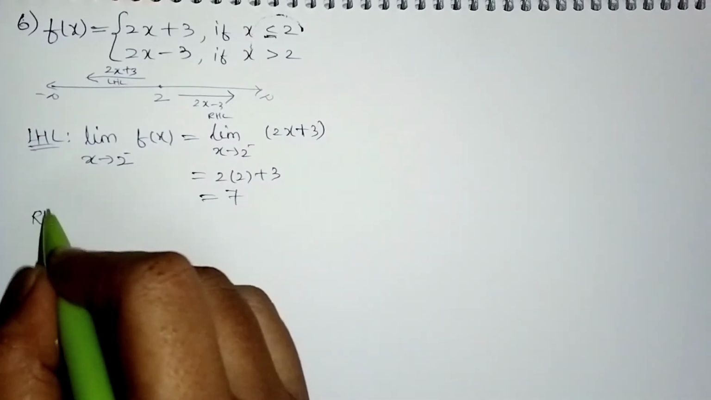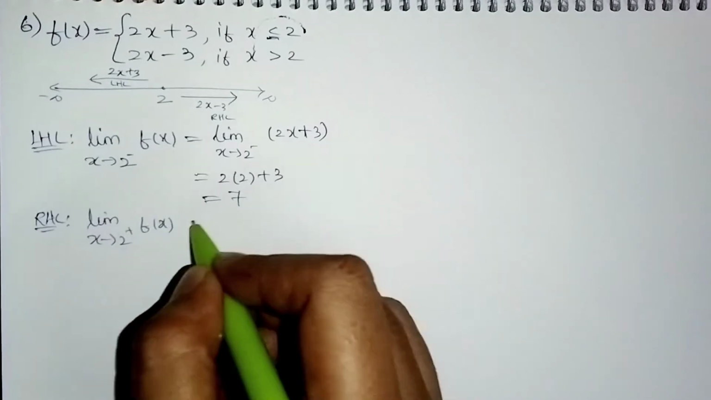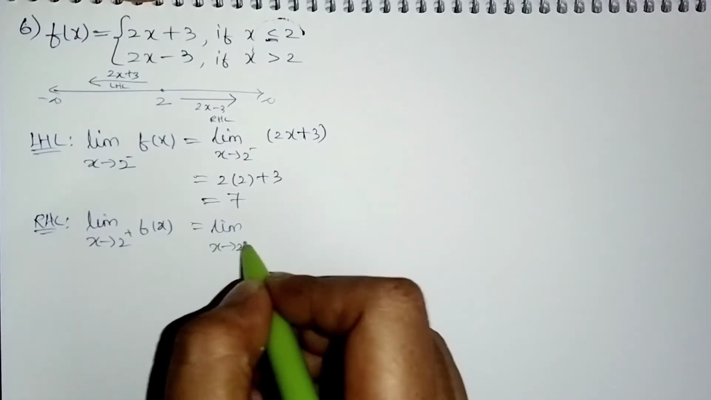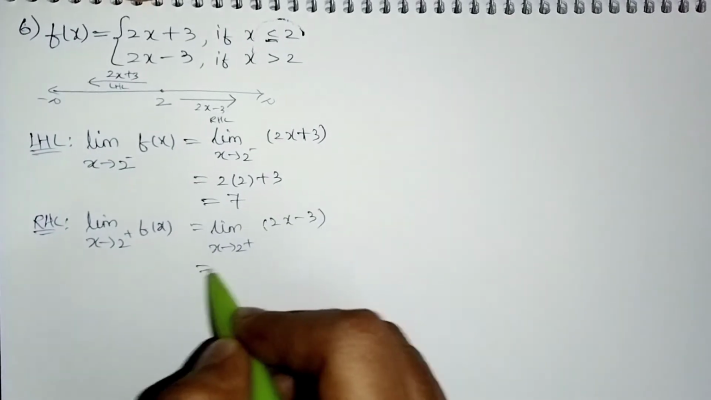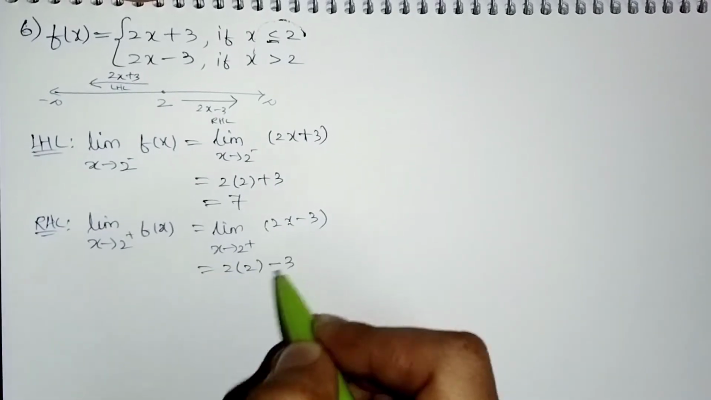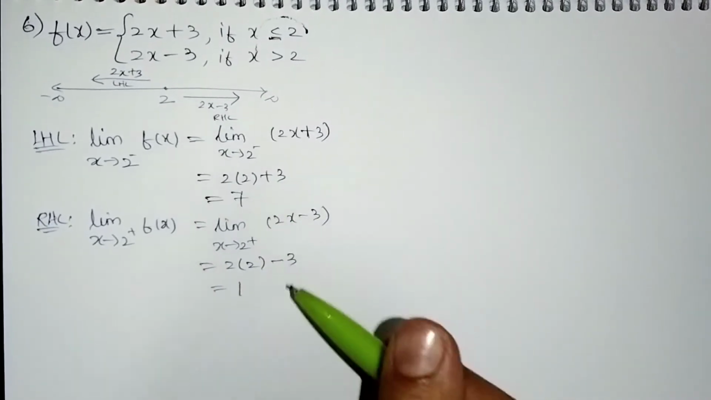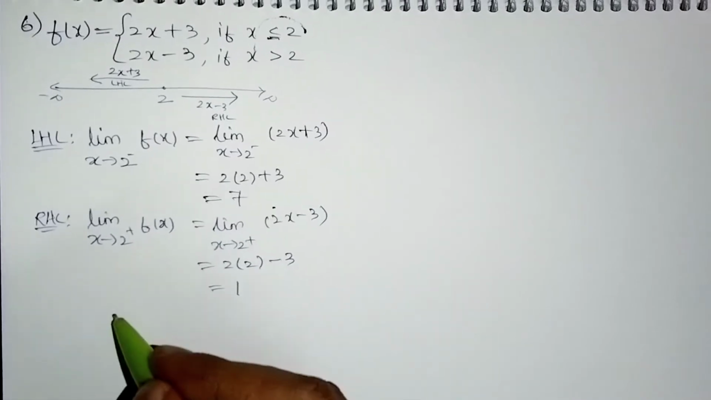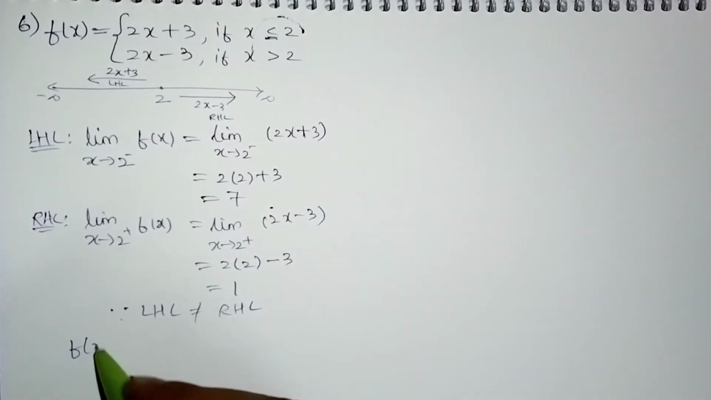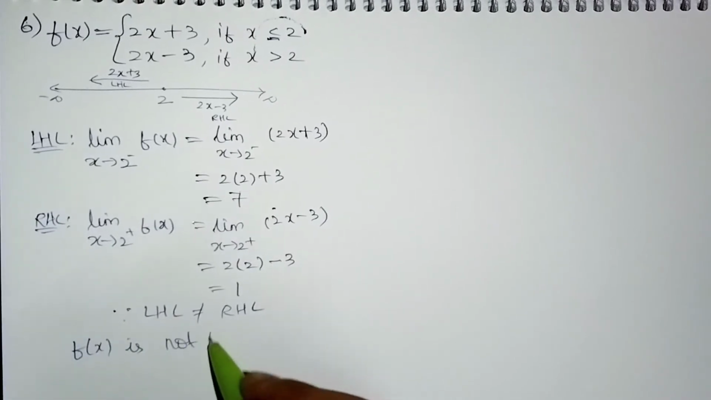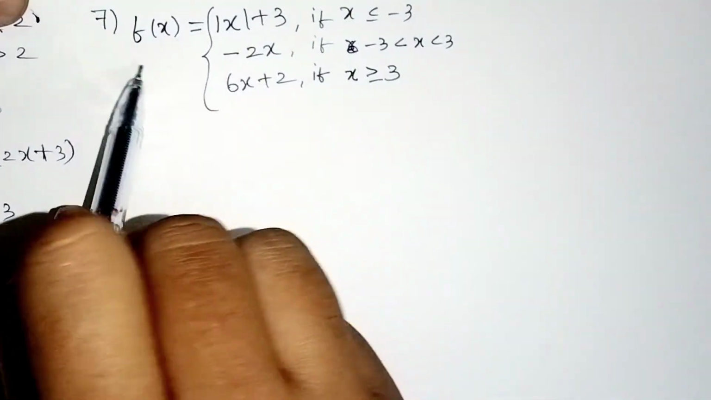And right hand limit, it is limit x tends to 2 power plus f of x equal to limit x tends to 2 power plus, we found the RHL function is 2x minus 3. When you substitute x as 2, 2 2s are 4, 4 minus 3, it is 1. We don't even want to proceed with f of 2 as the values are not the same. Since LHL is not equal to RHL, the function f of x is not continuous at x is equal to 2.